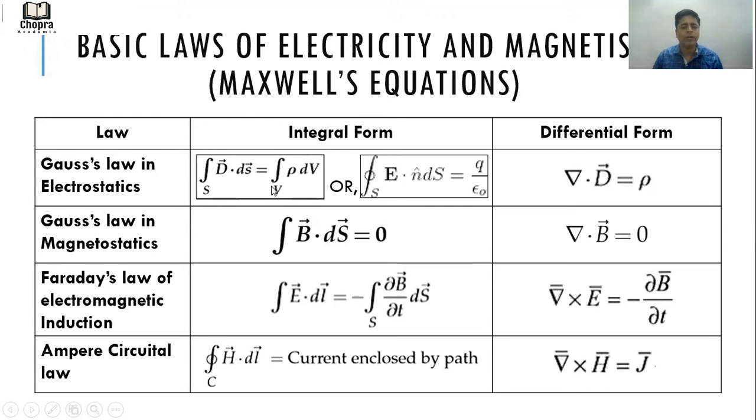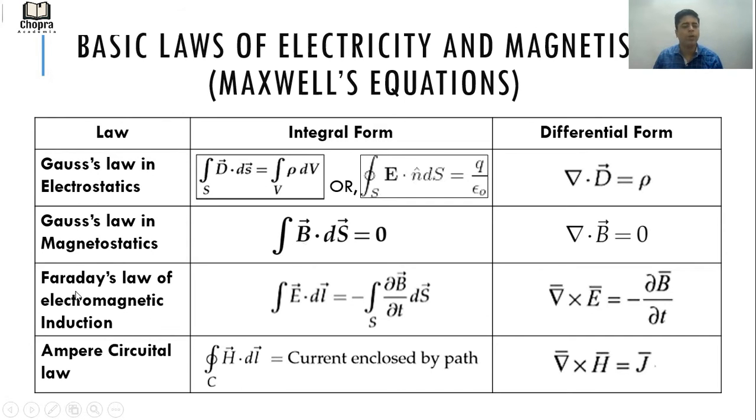So Gauss law in electrostatics is integral D dot dS equal to integral over volume rho dV, or in terms of E you can write it as integral over surface E dot n dS is equal to q by epsilon naught. Second law is called Gauss law in magnetostatics. Integral form is integral B dot dS equal to 0.